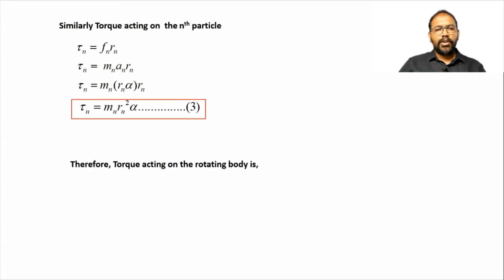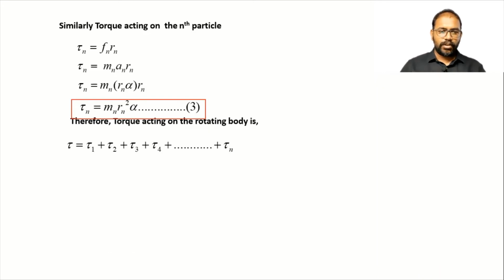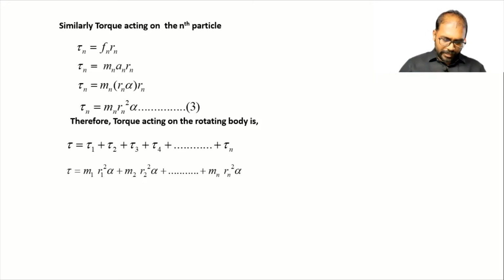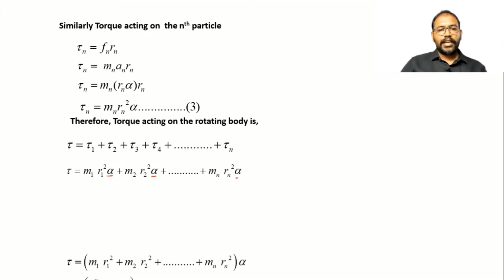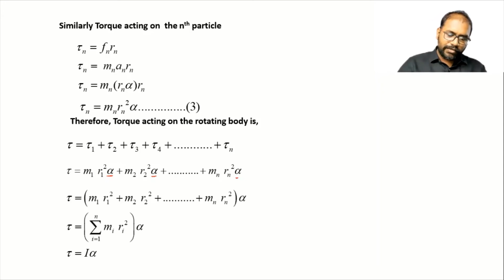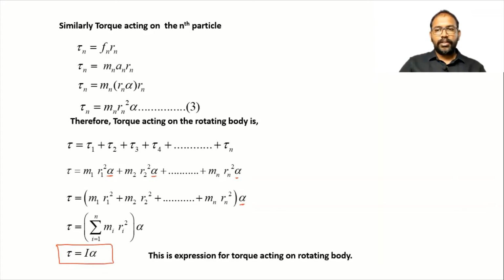Now the torque acting on the body is the addition of all the torques. So torque 1 plus torque 2 plus torque 3 plus dot dot dot torque n. Now we substitute the values of the torques. Alpha is common in every expression, so we can take alpha common. As we take alpha common inside the bracket, we get this term, summation m r square, and this is nothing but the moment of inertia. So torque is equal to moment of inertia into angular acceleration. And this is the expression for torque acting on a rotating body.